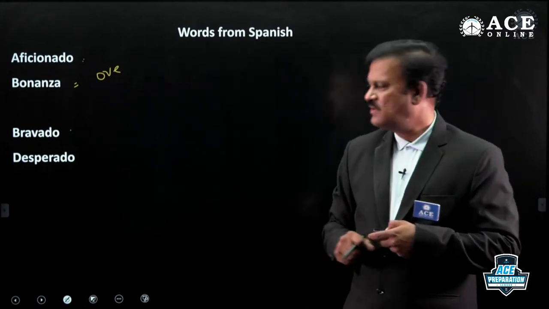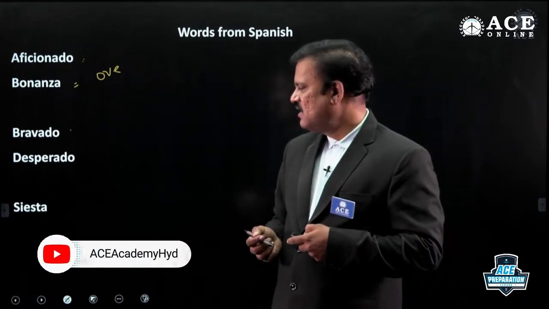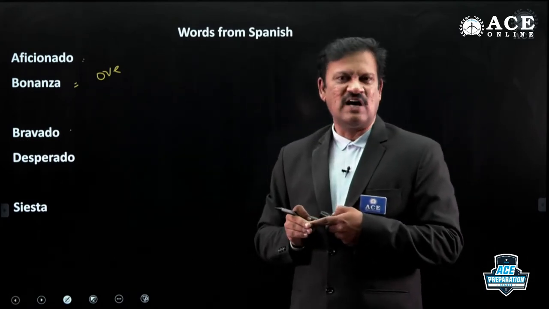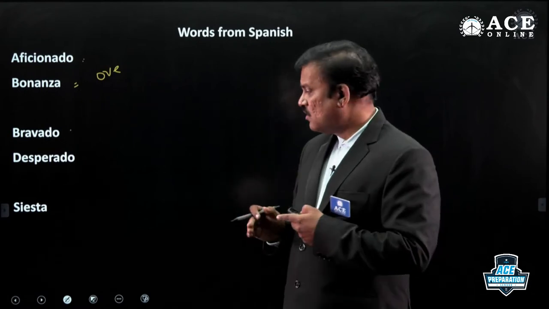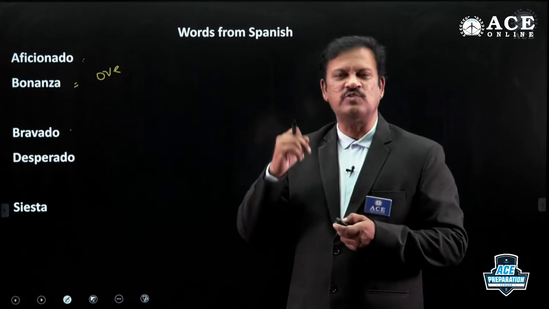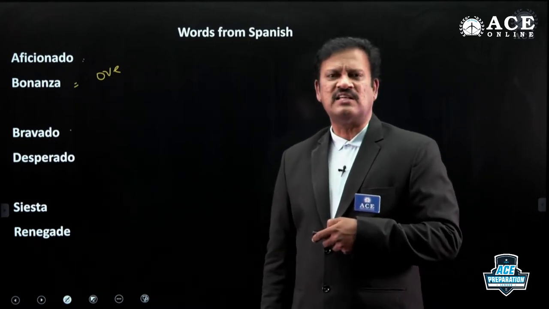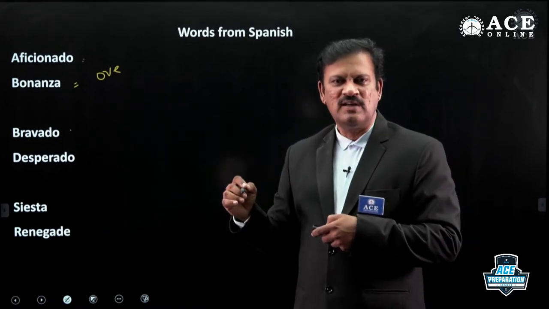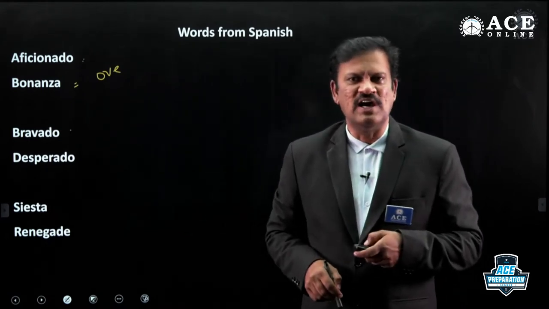Desperado, a movie's name. Desperado means a desperate criminal. Siesta, again from Spain. Generally these people, in the afternoon, close their shops and go for a small nap. This is called siesta, and we use it in English. Renegade. Renegade is nothing but a rebel. A person who is involved in a particular group and suddenly goes against that group is called a renegade, something similar to a rebel.